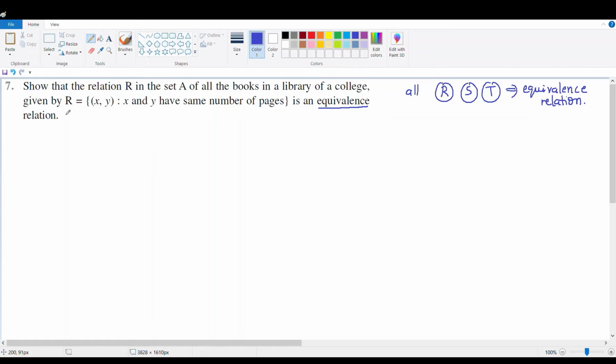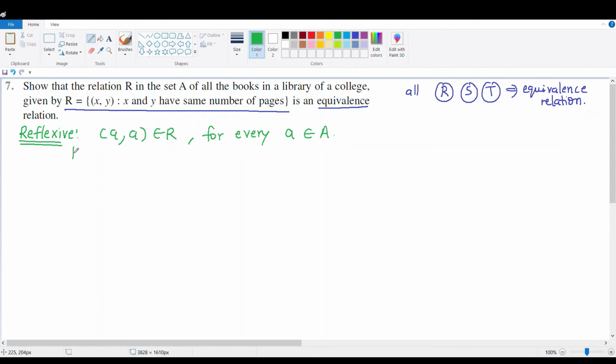Okay, and what relation are you given? You are given that the relation is (x, y), where x and y have the same number of pages. So for all the books in a library, the relation you are given is that x and y have the same number of pages. This is the condition. Okay. Now let's start with reflexive. Now the definition of a reflexive relation is what? That (a, a) belongs to R for every a belongs to A.